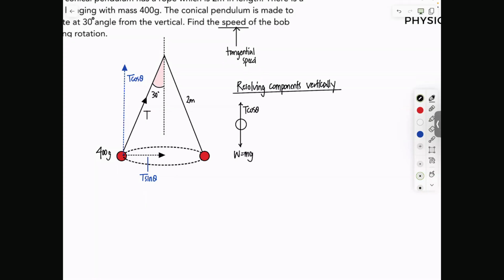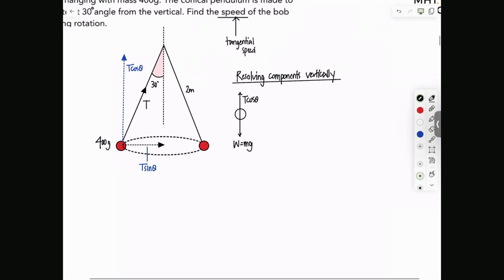When it's spinning, it's maintaining a constant height here. So it can't though, because weight is acting. Shouldn't it keep going back down all the time, right? But it stays at a constant height. How is it possible? The vertical component of tension is equated by what? Weight, right? So resolving components vertically, T cos theta must be equal to what? Mg. Do you agree? So therefore, T should be equal to what? Mg divided by cos theta.